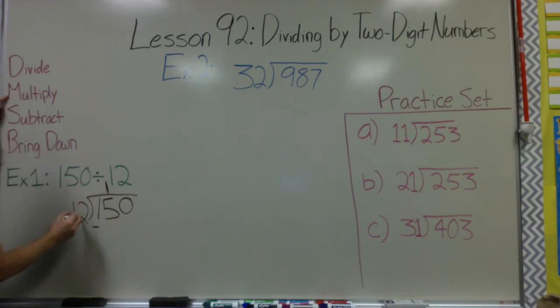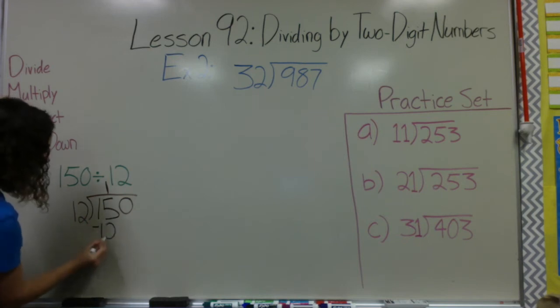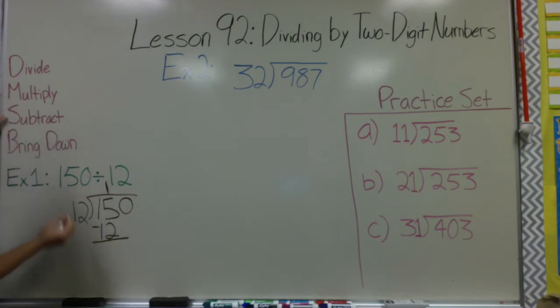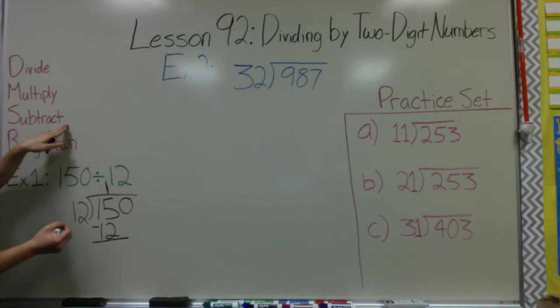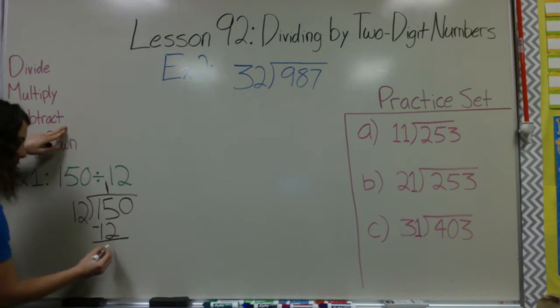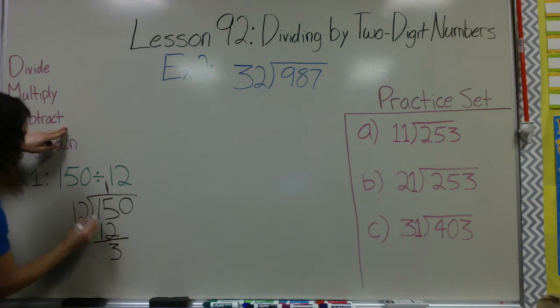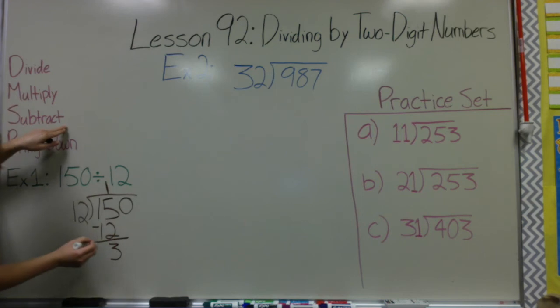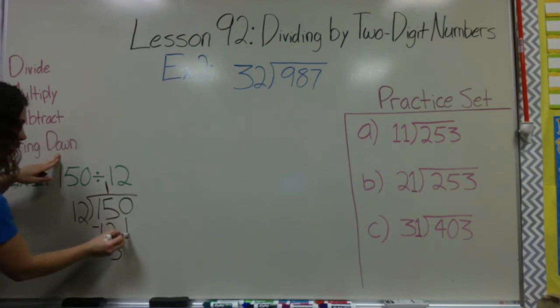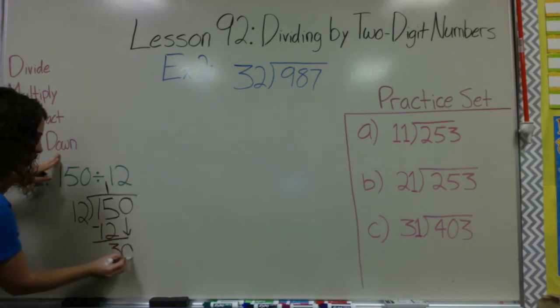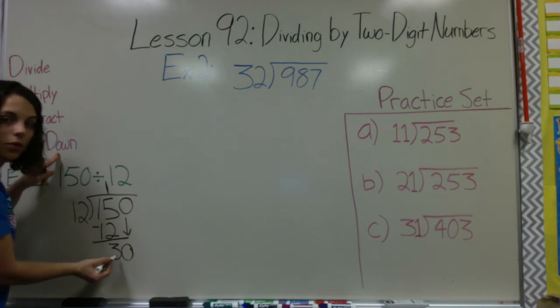1 times 12 is 12. That's what I subtract. So I'm on the subtraction step right here. 5 minus 2 is 3. 1 minus 1 is 0. So I subtract. Now I'm going to bring down. There's my 0. How many times can 12 go into 30?